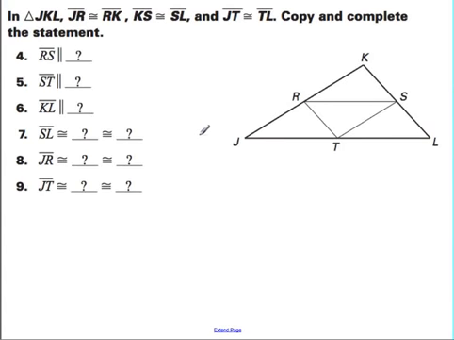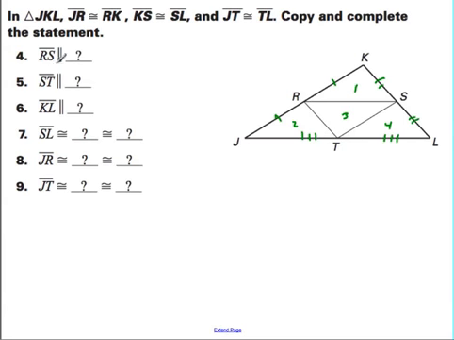Look in this triangle. Again, this is working. We're going to have 4 congruent triangles: triangle 1, triangle 2, triangle 3, triangle 4. It does give us some given information here. It says that JR is going to be congruent to RK. It's then going to say that KS is going to be congruent to SL. It says that JT is going to be congruent to TL down here.